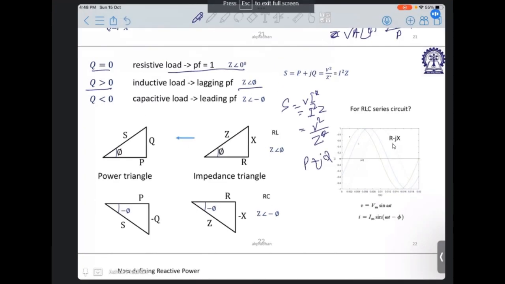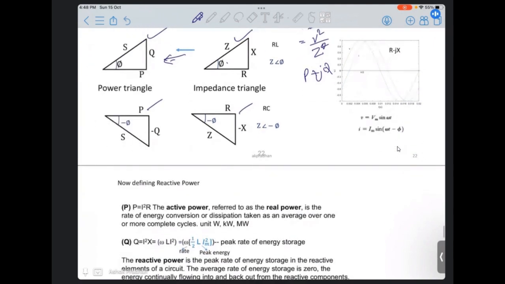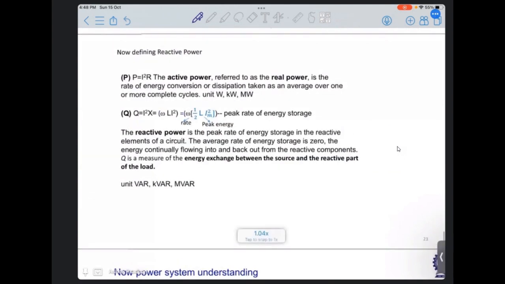If Q comes out positive, then it is inductive. If Q becomes negative, it is capacitive. It is not like a convention or so. This is totally from the R-X plane. So you see here, this is phi positive. If you go by V square by Z conjugate or I square Z, then this gives the corresponding power triangle. If you go by this RC circuit, the impedance triangle is this, and the corresponding power triangle is this. By this way, you can find the corresponding P and Q.